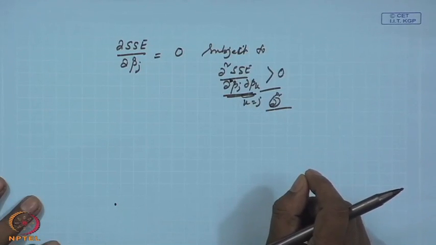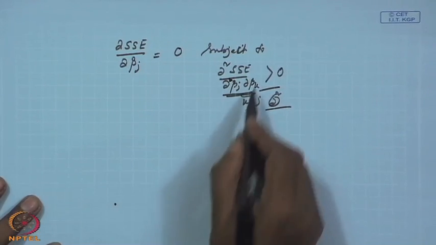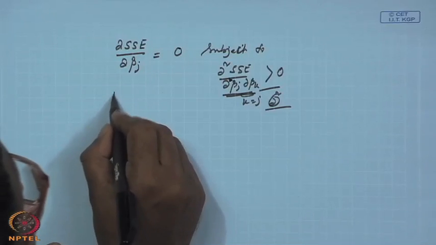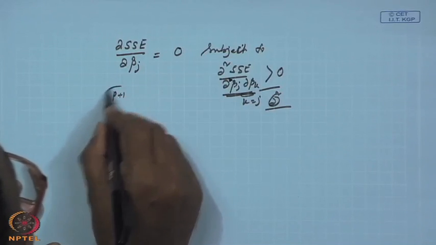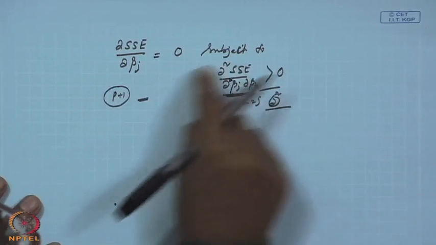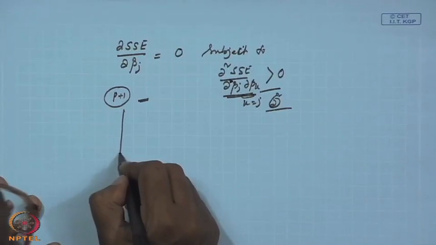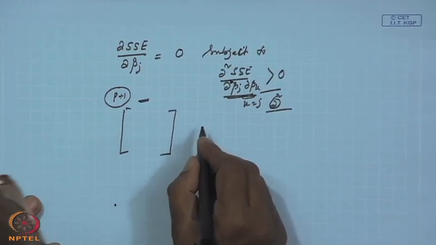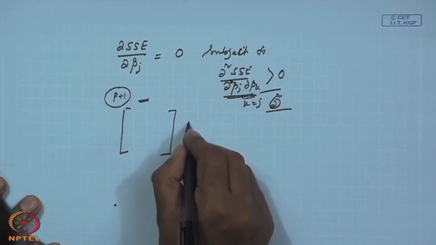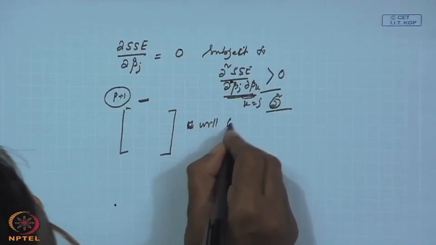Then basically the Hessian matrix. As there are p plus 1 estimates you are making, you will be getting a matrix. That Hessian matrix will be positive definite.